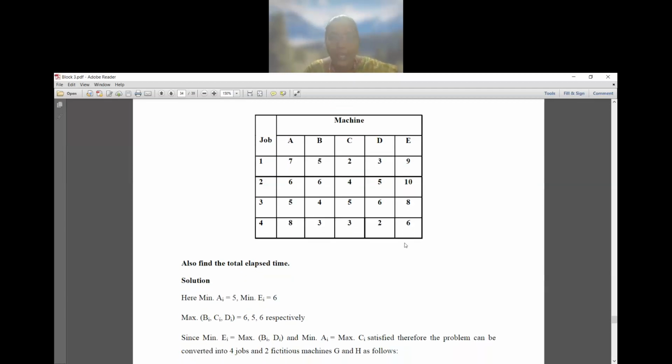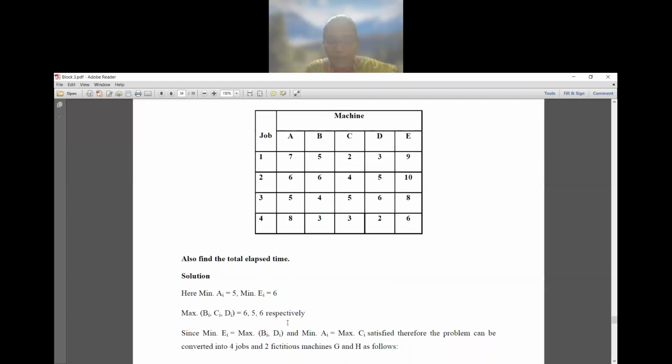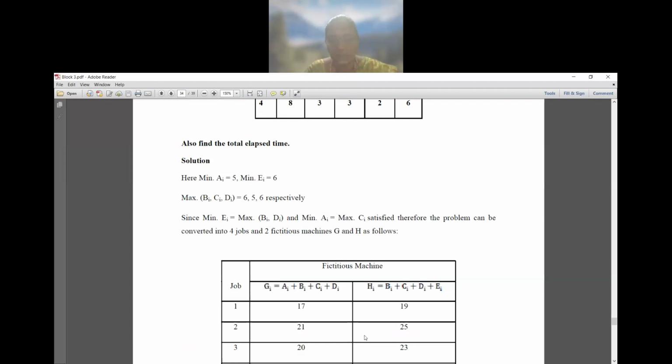Since minimum of E is equal to the maximum of the machines B and D, and minimum of A is equal to maximum of C, therefore these conditions are satisfied. Hence, this 4 machine problem can be converted into 4 jobs and 2 fictitious machines G and H.